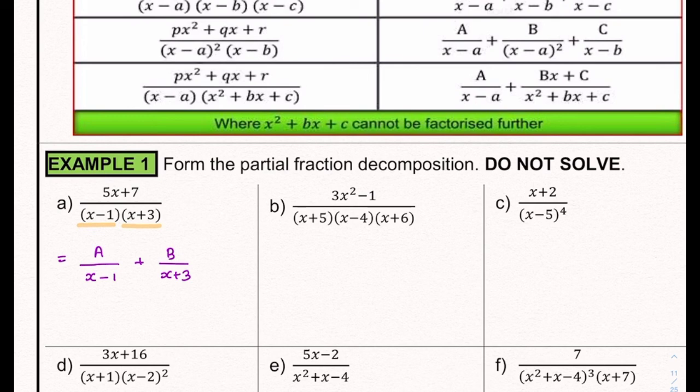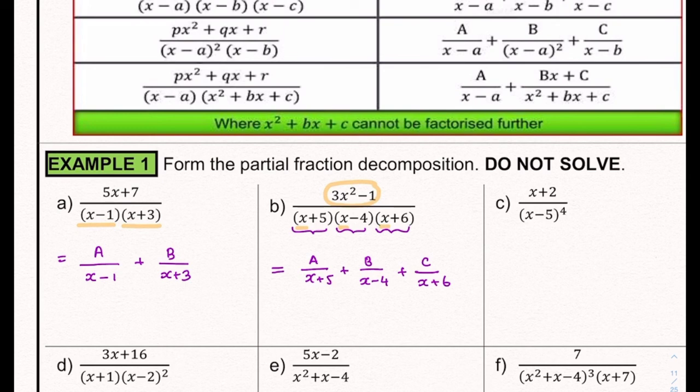Let's take a look at the next one, part b. Now again, the numerator has the power of squared. The denominator seems like there are 3 simple factors, so the power is cubed. So the power on the numerator is less than the power on the denominator, and we can now do the partial fractions. These are all simple factors, 1, 2, 3 of them. So I'm going to say a constant A over x plus 5 plus B over x minus 4 plus C over x plus 6.